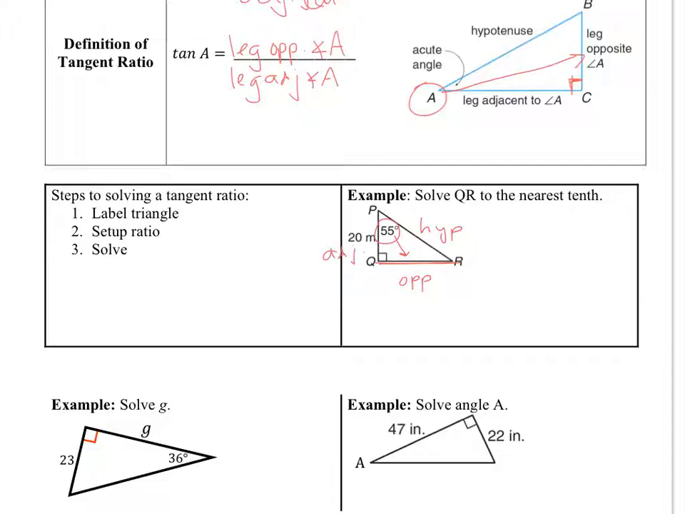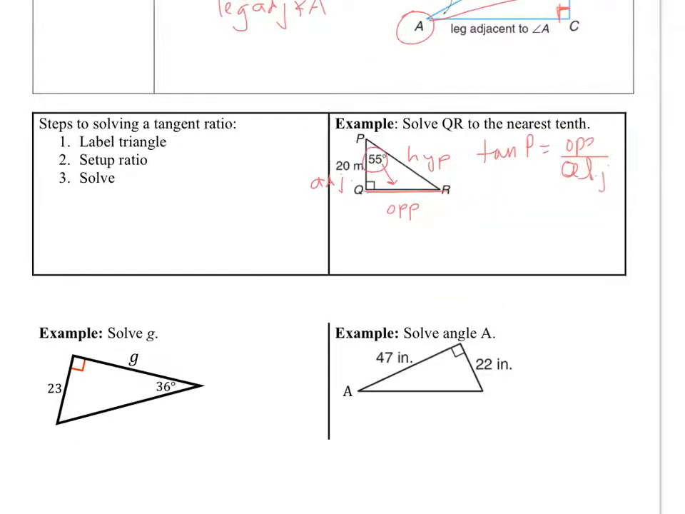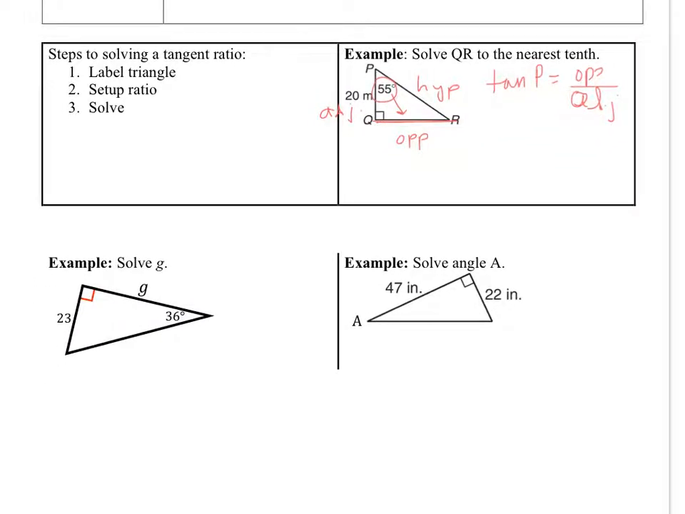So now we're going to set up the ratio. So the tangent of P is equal to opposite over adjacent. Sorry, it's not working very well here. Opposite over adjacent. So we're going to fill in what we have. So tangent of 55 degrees equals the opposite, which I'm going to call x, over the adjacent, which is 20.